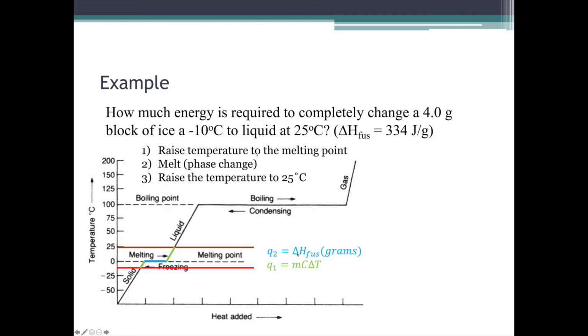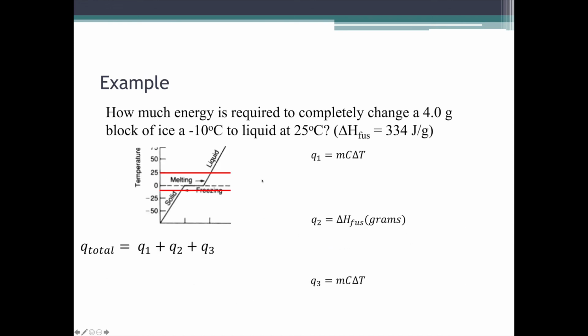Q2 is going to use the heat of fusion. I'll multiply by grams because the units of molar heat were in grams. And then Q3 is going to be another temperature problem using MCΔT. So Q total is going to be Q1 plus Q2 plus Q3. So I need to do three calculations and then add all of them together.